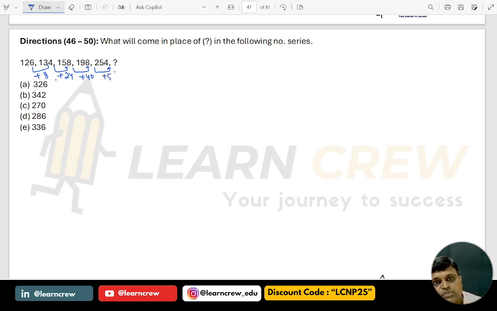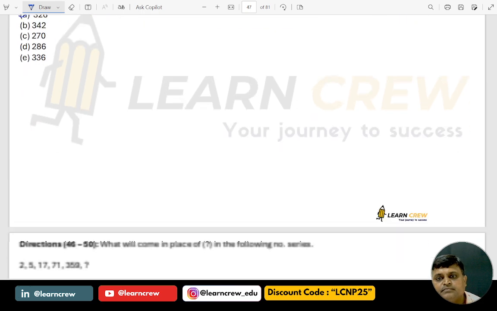56. So if you observe here, 8 ones are, 8 threes are, 8 fives are, 8 sevens are. So it has to be 8 nines are, which means 72. 254 plus 72 is 326. 326 is the answer. The differences are odd multiples of 8. Next.